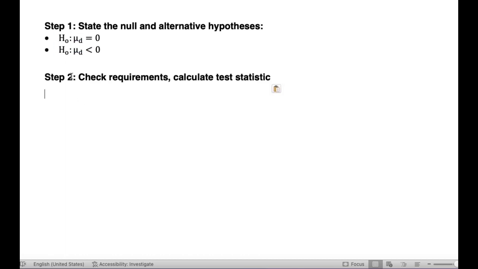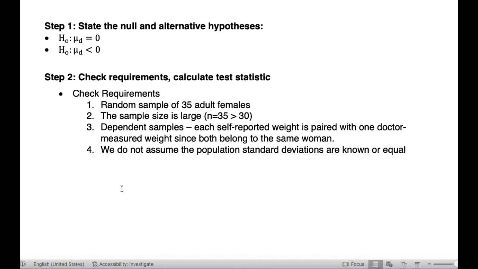The second step for the hypothesis test is we want to check the requirements and calculate the test statistic. Gathering the sample and summarizing the data has already been done for us. If you recall from carefully reading the example, we know that we are working with a random sample of 35 adult females. The sample size is large, it is greater than 30. This means that we can use the technology and the formulas for this section because the central limit theorem tells us that the distribution of sample means is approximately normal.